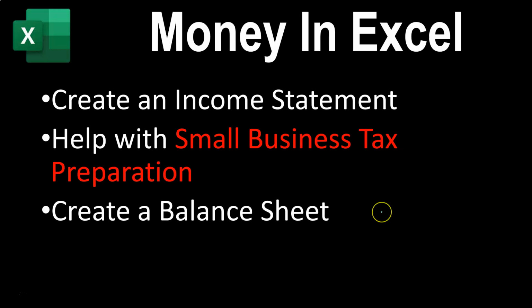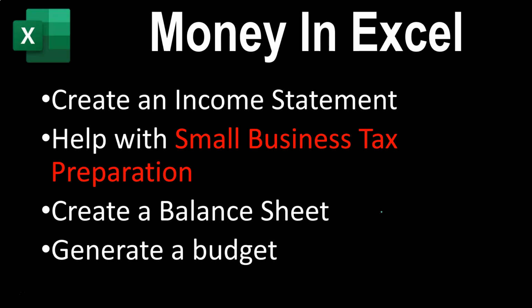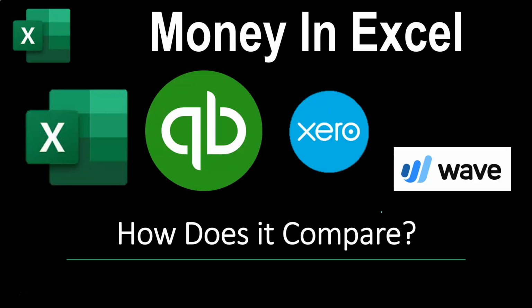So that's why this balance sheet can actually be used quite nicely in conjunction with accounting software, possibly for our larger business needs. And then we have generate a budget. So once we have this information in our system, we can analyze different things, both personal budget and business budget, with that information. How does it compare? How does this Money in Excel compare to something like accounting software, something like QuickBooks, something like Xero, something like Wave accounting software? I put these on there because these are some of the more common accounting softwares for small businesses.